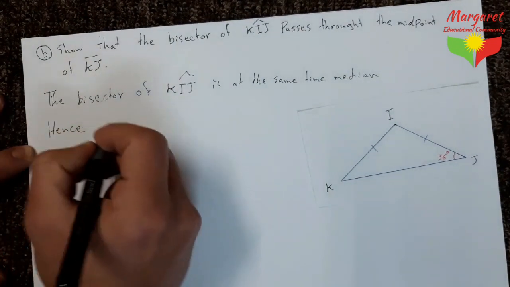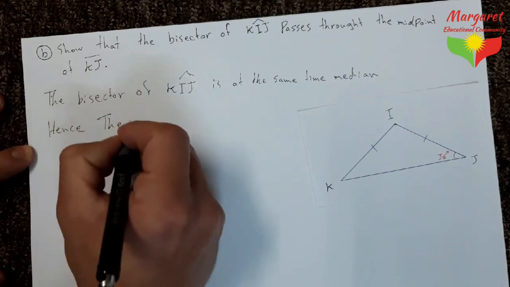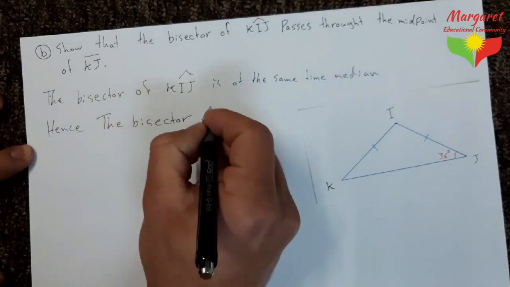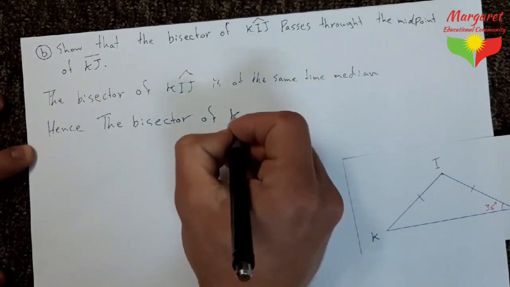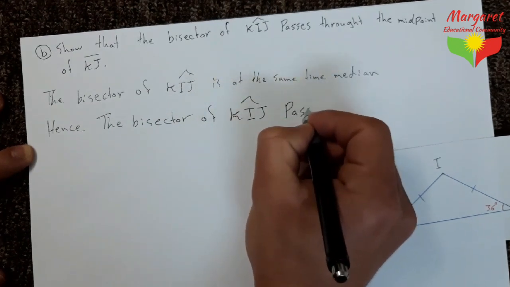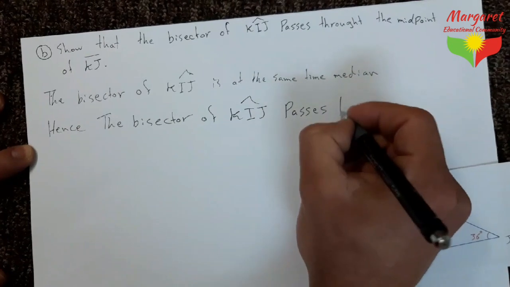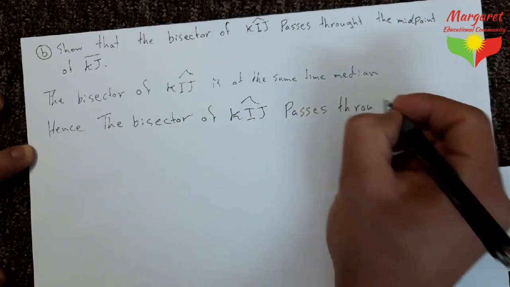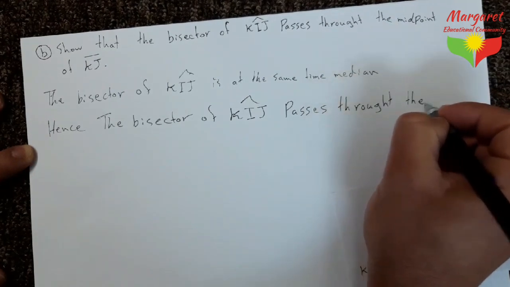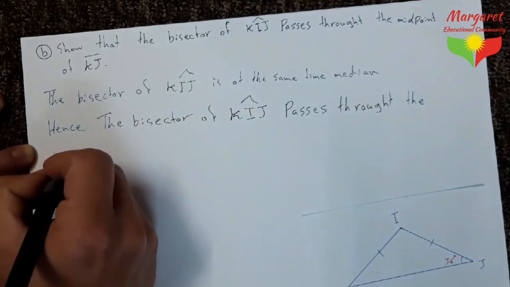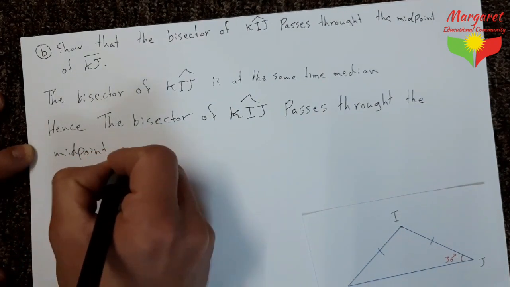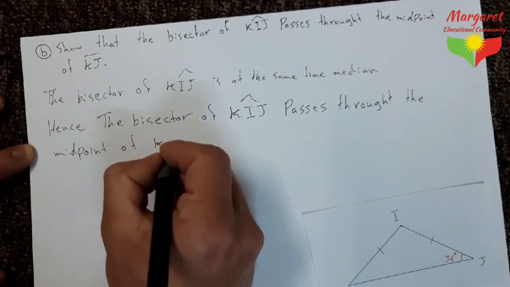Hence the bisector of angle KIJ passes through the midpoint of KJ.